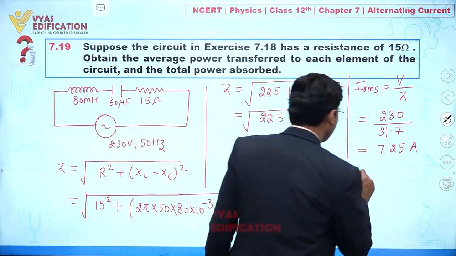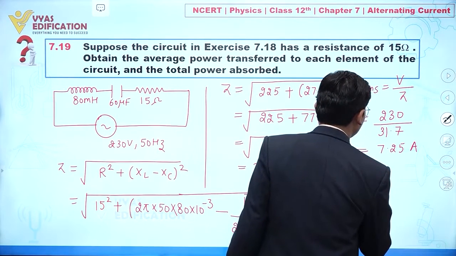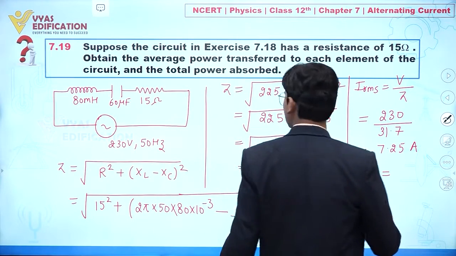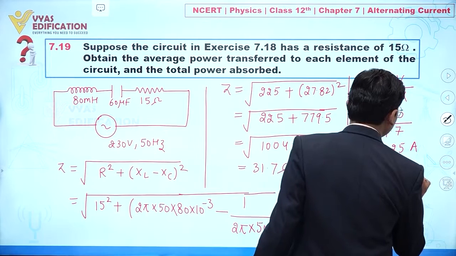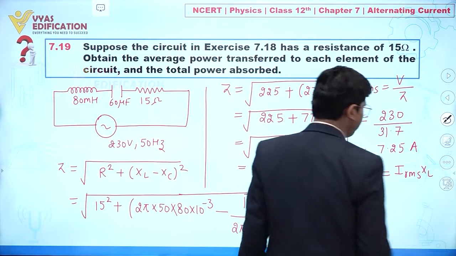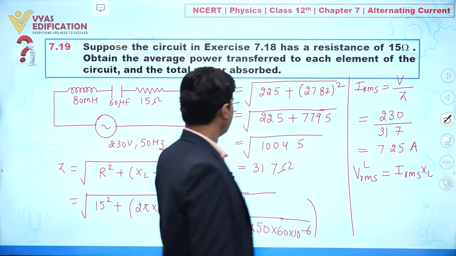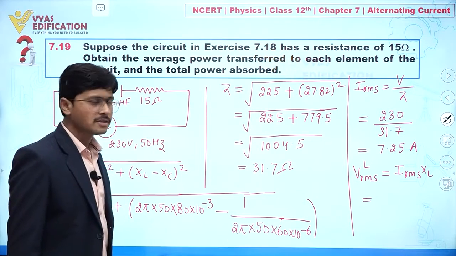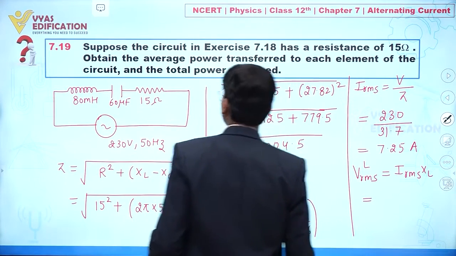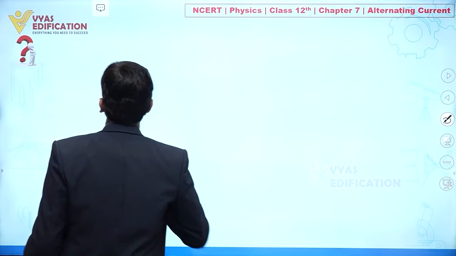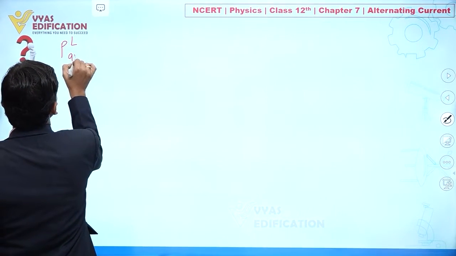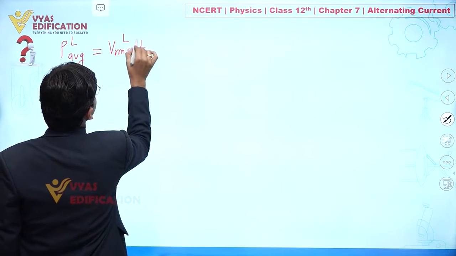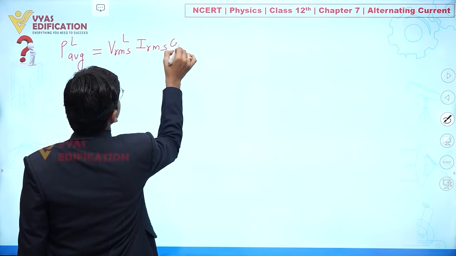Clear? So now you can say our objective in this question is to find average power transfer. Again, if we talk about Vrms corresponding to L, this is equal to IRMS multiplied by XL. Yes or no? So from here you can write the value of IRMS and XL. Yes, you can calculate it, but our objective is to find average power. So directly I am going for power. So what is average power across the inductor? This is given by Vrms across L, IRMS, and cos phi.